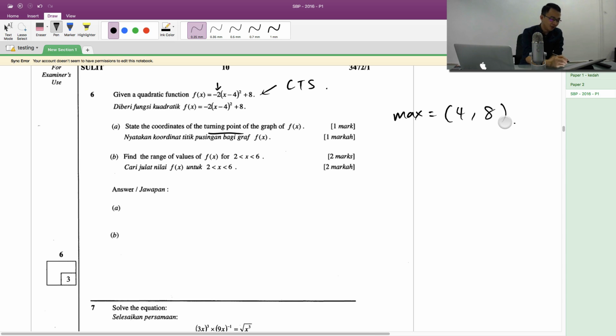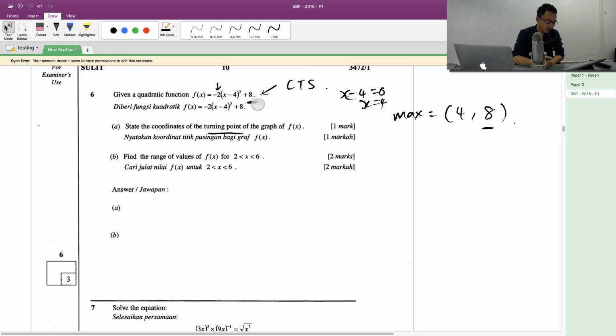It's very easy. The 4 you get from inside the bracket: you just do x minus 4 equals 0, then x equals 4. And the y value you just get from the back here. This is the best thing about completing the square: you can straight away get the turning point.